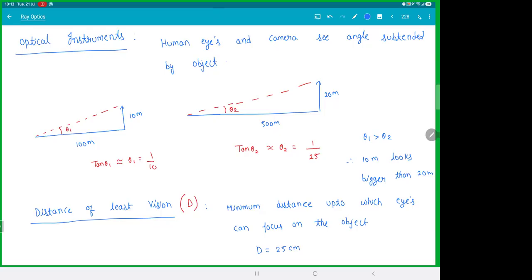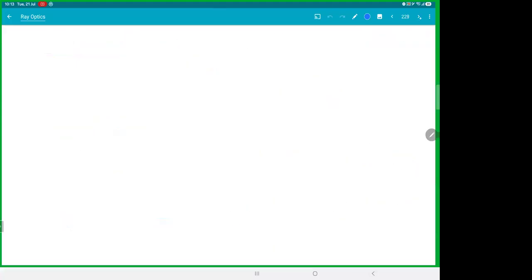So basically, this is the main theme there. Now, so if you have an object of height h and the distance is capital D, this angle theta naught, so theta naught is h, the height of the object, by D. This is the maximum angle you can see without an instrument. So when you look at an object, this is the maximum angle you can see.